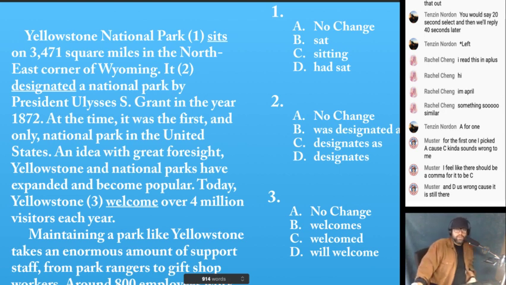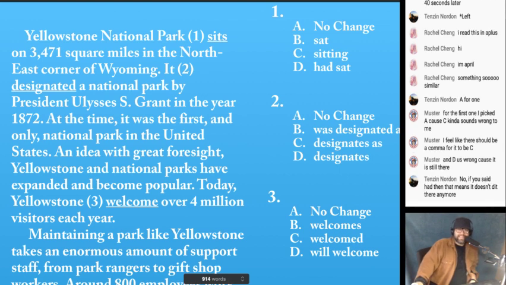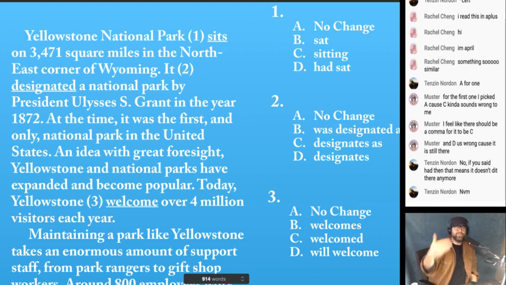Next one, number two. It designated a national park. It makes it seem like Yellowstone is doing the designation. As written, it makes it seem like the park is doing the designation. What's the it? The national park. So it designated a national park doesn't make any sense. We want to say that it was designated, and that's B. So this is a passively written sentence, but number two is B.